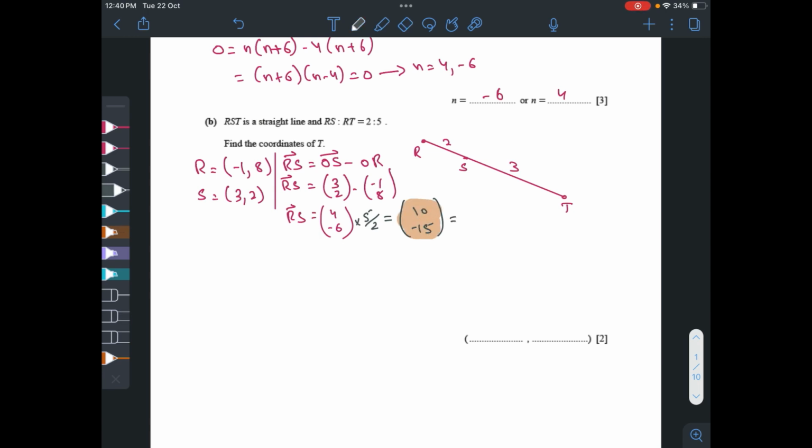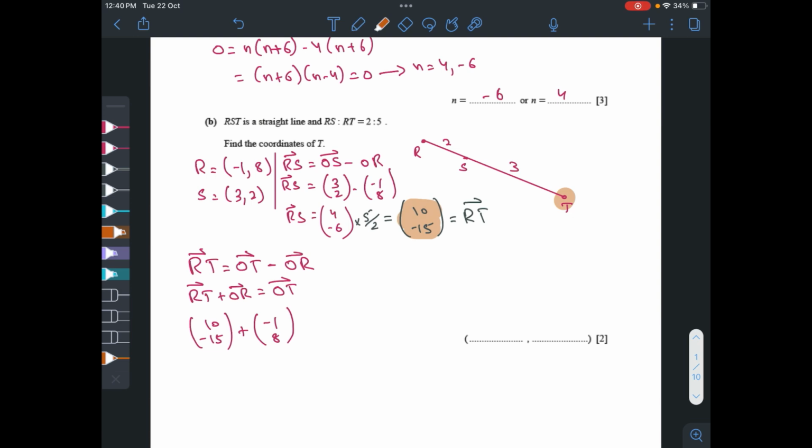This vector over here is RT. Now, how do we use RT to find the coordinates of T? This is how we do it. The formula is RT is equal to OT minus OR, and I'm sure you've learned this before. So in order to find OT, it becomes RT plus OR is equal to OT. So RT is (10, -15), and OR is (-1, 8). It is given over here.